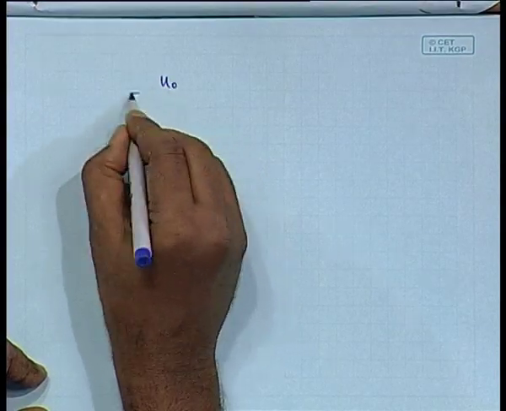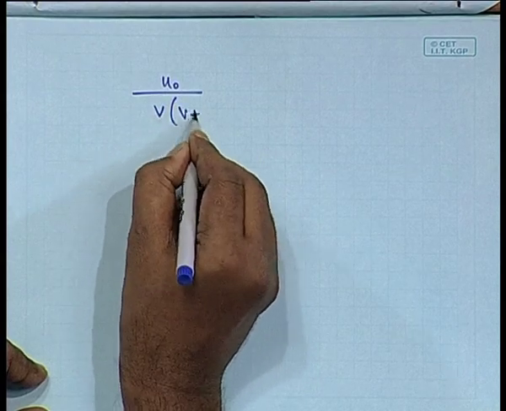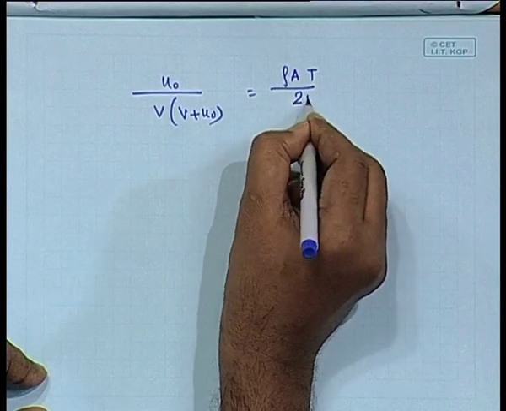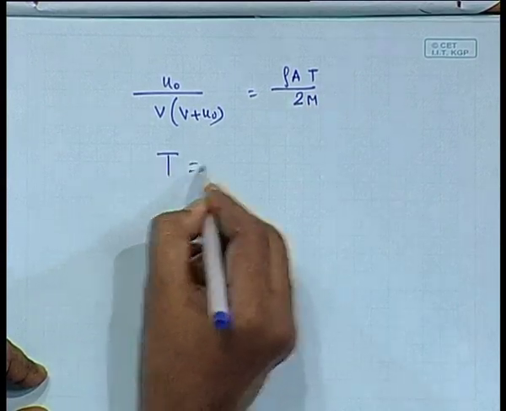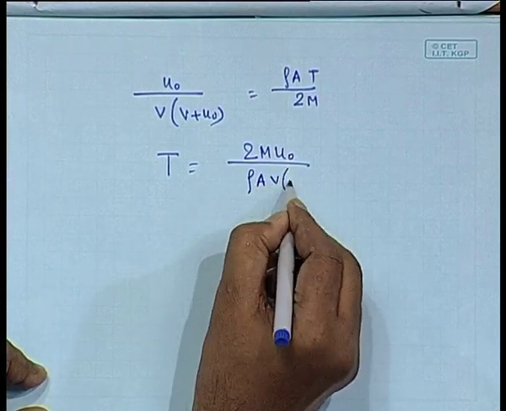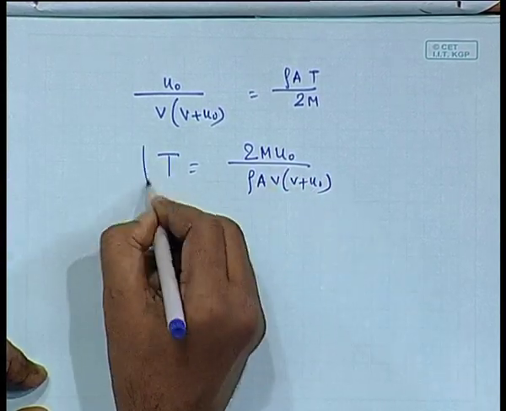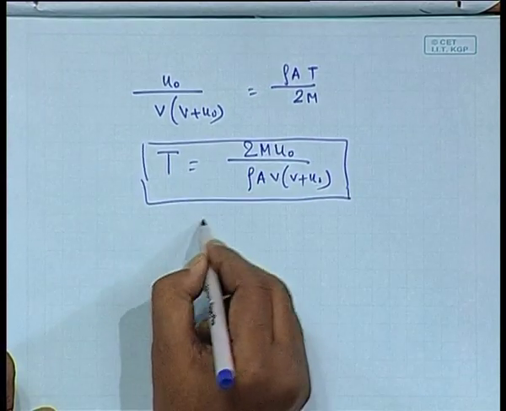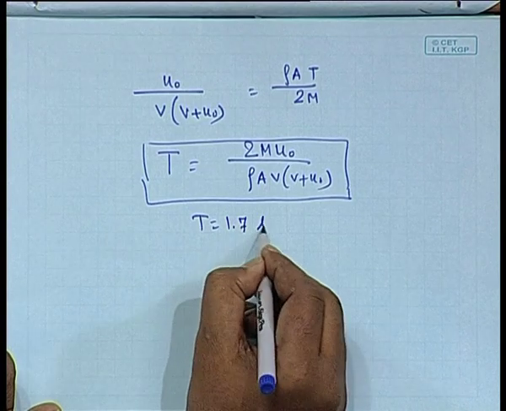Now, if you carry out this integration, the final form will be u0 by (v plus u0) equals rho a t divided by 2m, and t becomes 2m u0 over rho a v (v plus u0). Okay. If you put the values, t comes out to be 1.7 second.